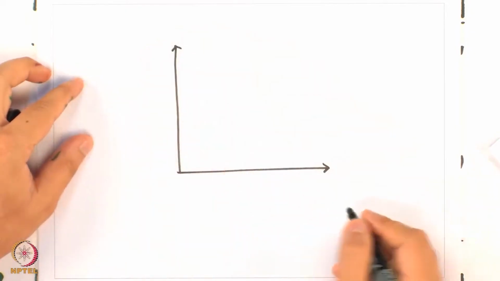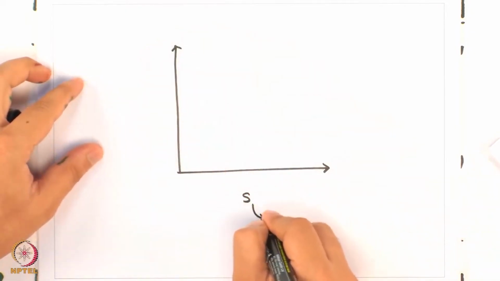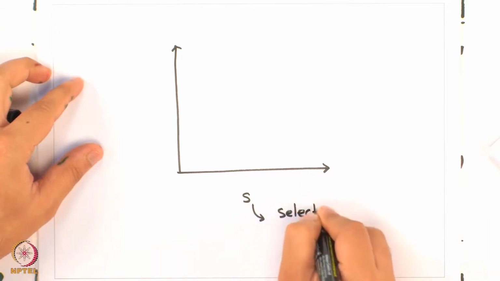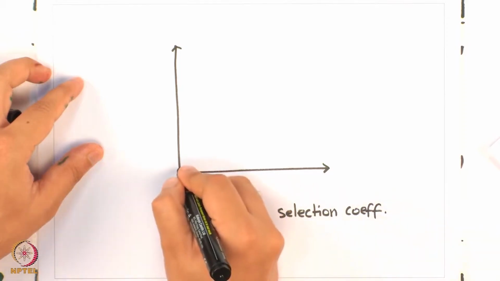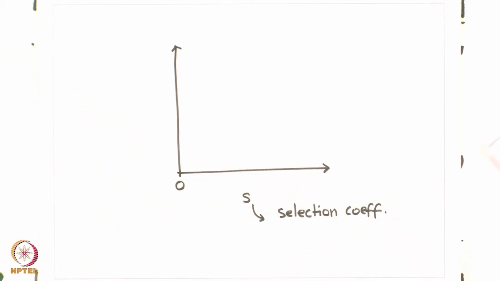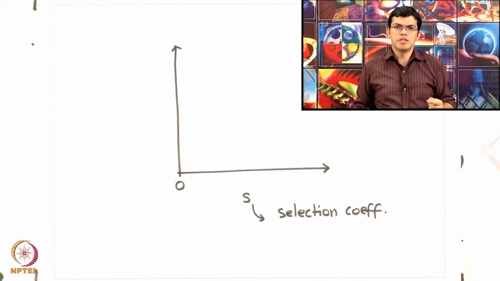On the x axis, I have S, which is the selection coefficient. And this graph starts from a value of S equal to 0. I am not interested in negative values of x, because negative values mean that this is a deleterious mutation that has happened in the environment. And deleterious mutations are not going to get selected for; selection will make sure that they are eliminated. Hence, I am not going to worry about deleterious mutations, I am only interested in beneficial mutations, which would mean S is positive.